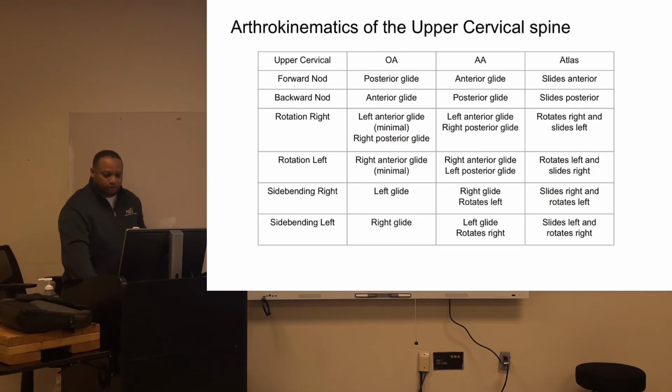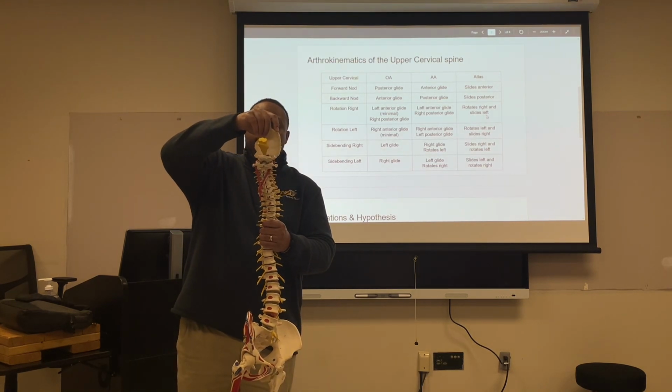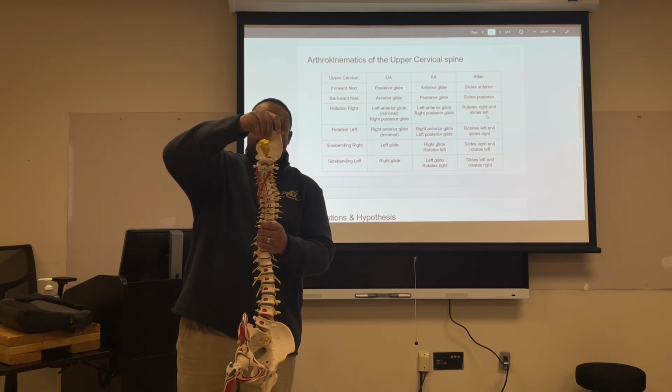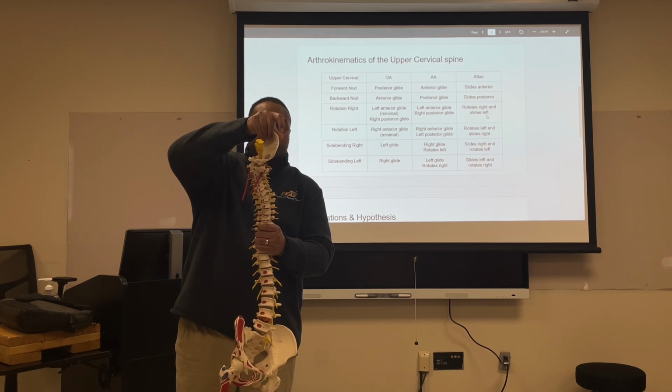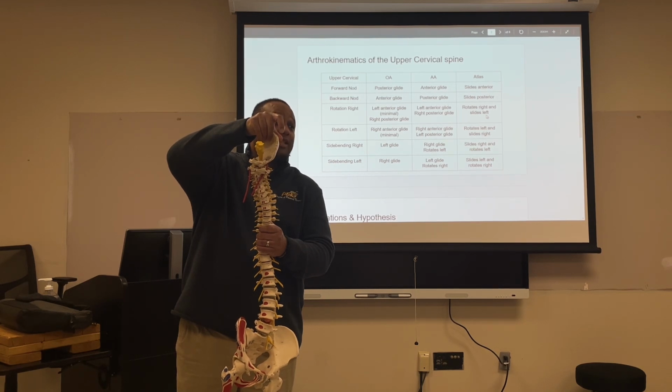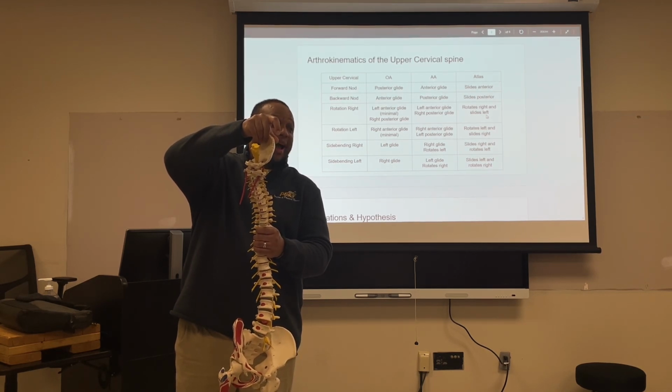With right rotation, the atlas is going to rotate right and then slide left. So we talked about the gliding, so now sliding. When we rotate to the right, the atlas is going to rotate to the right, but it slides to the left. So in order to achieve full rotation to the right, the atlas has to slide to the left. Notate that. Put a big star by that.